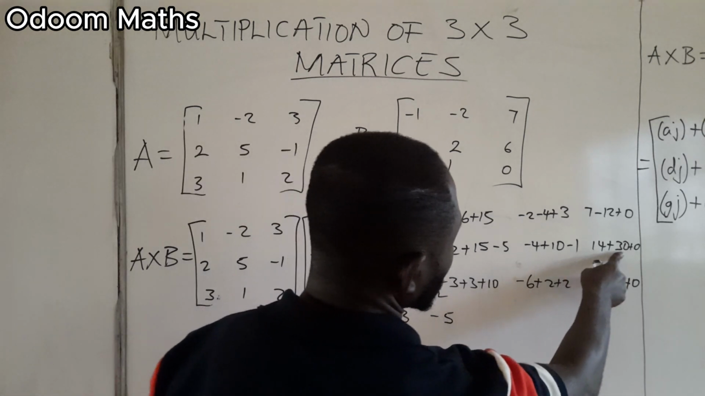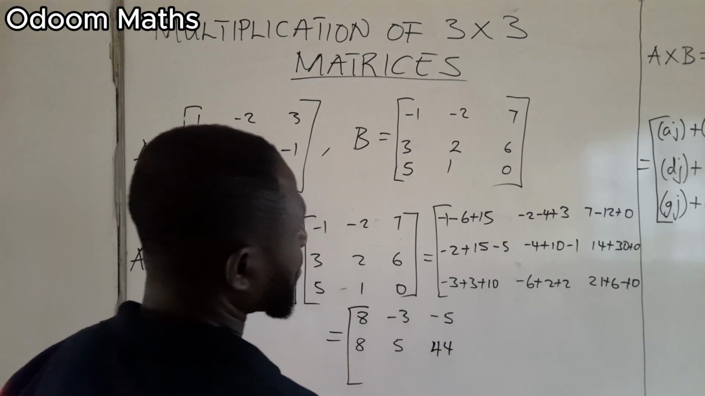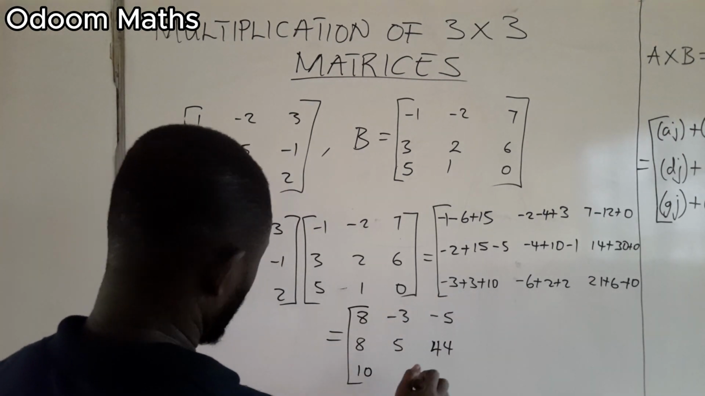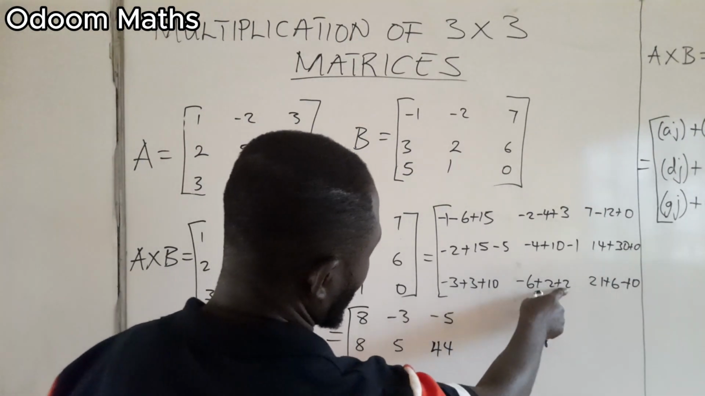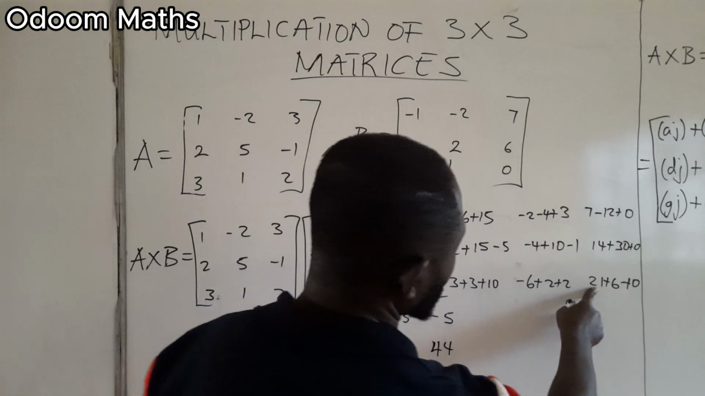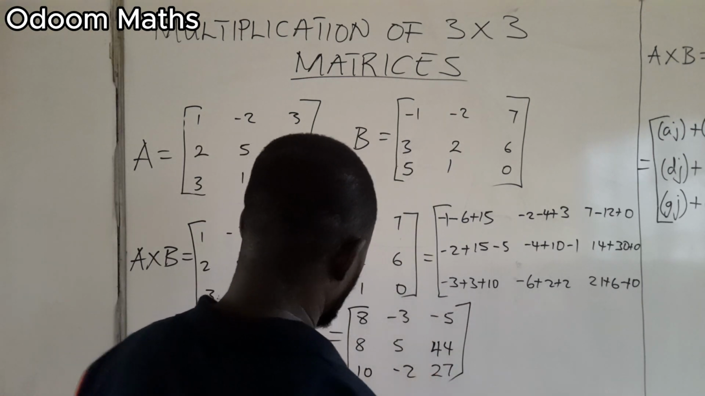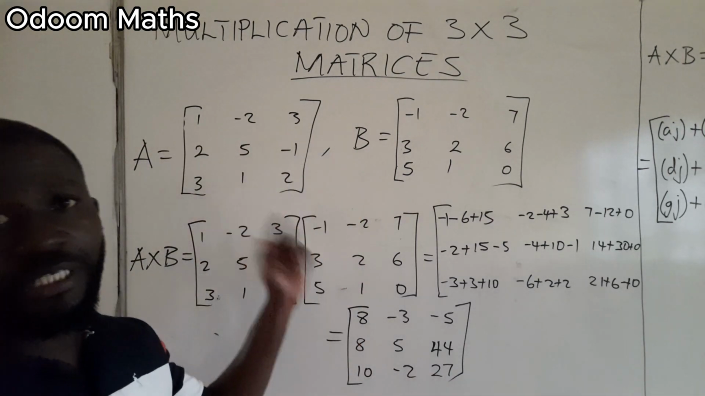Then this is 30 plus 14, that is 44. Then this is 0, so here becomes 10. And then 4 and then negative 6 becomes negative 2. Then 21 and 6 becomes 27. Okay, so this is the answer for multiplying these two matrices.